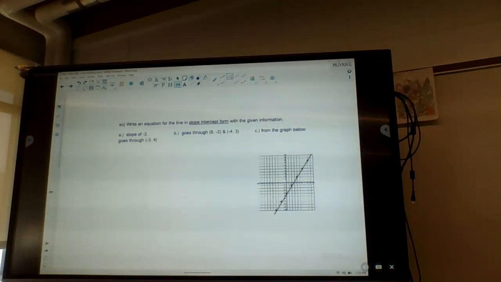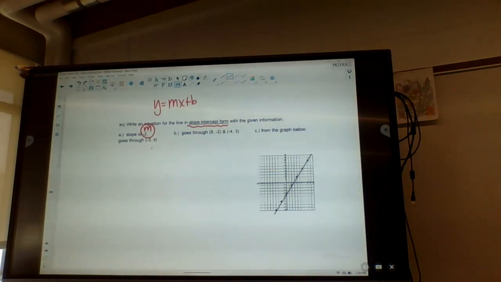So in terms of y equals mx plus b, they want the equation written in this form, our slope-intercept form. We have to see what they're giving me. Guys, make sure we're listening. So in letter A, they've told me the slope. They've told me m. And they've told me a point, so that's going to be our x and y. We're going to use that to find our b.